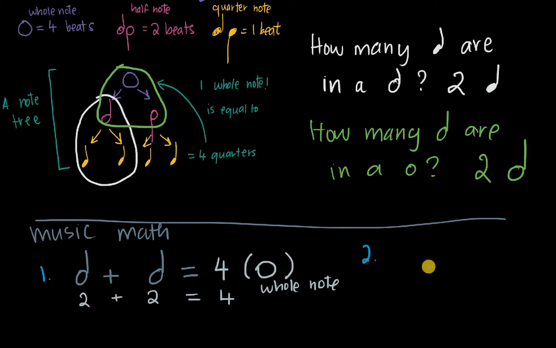Here's your second question. 2 quarter notes plus 2 quarter notes is how many? Well, each one is 1 beat. So 1, 2, 3, 4. 4 again. That's pretty easy.